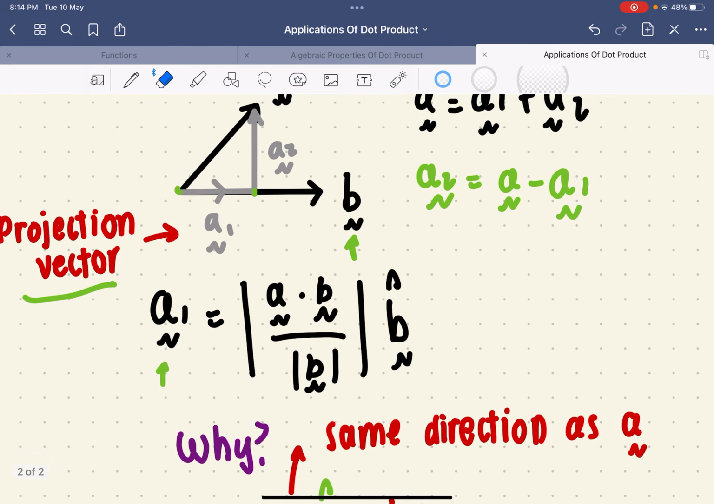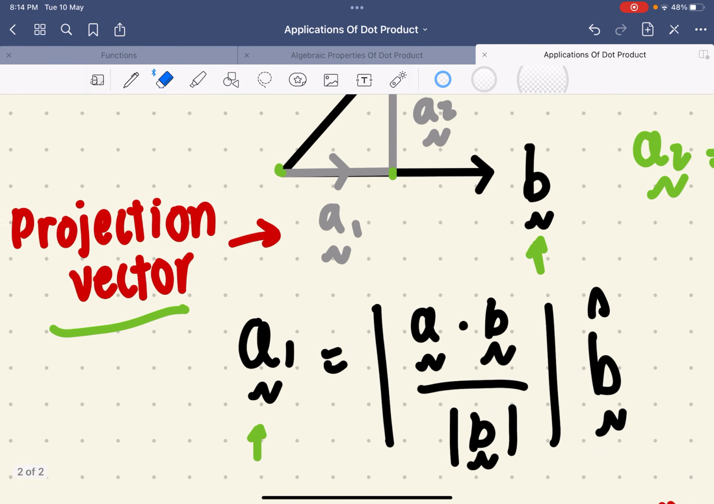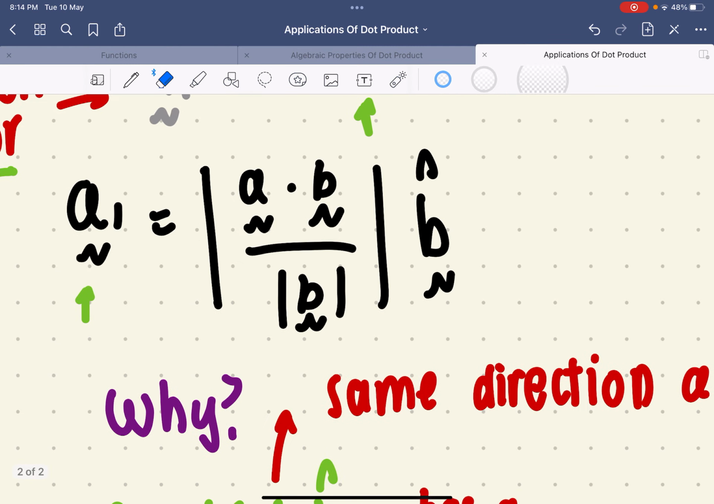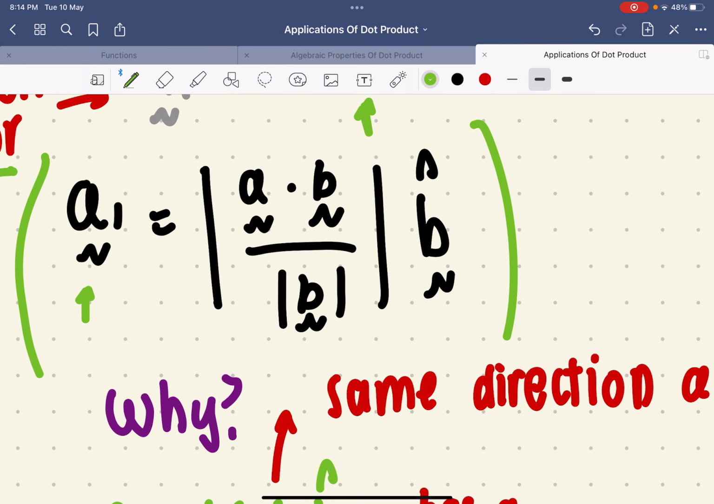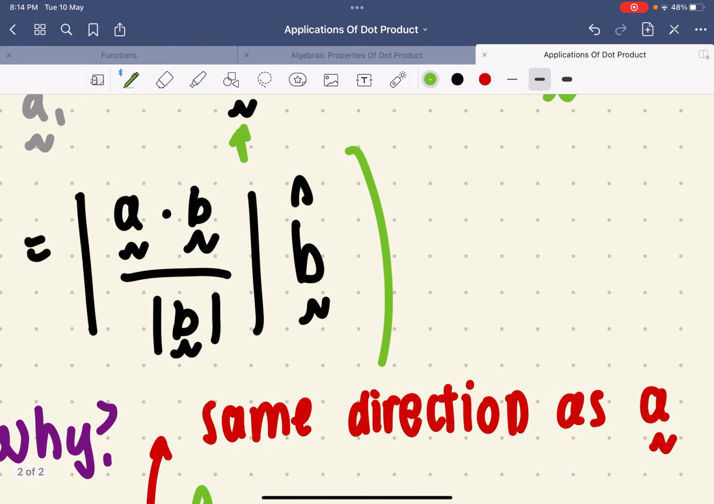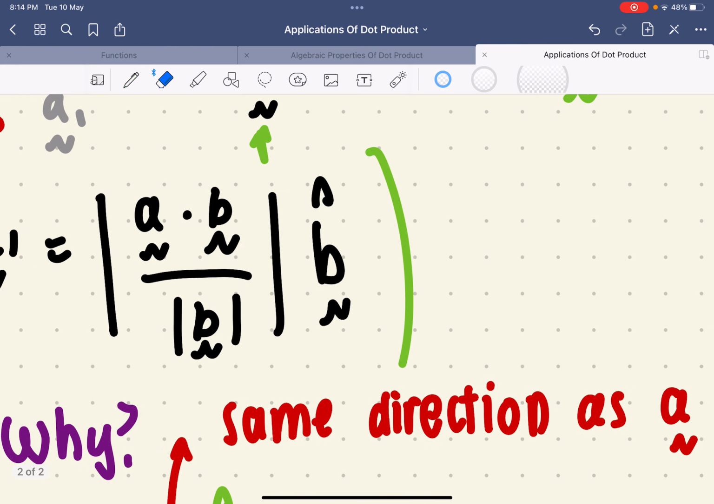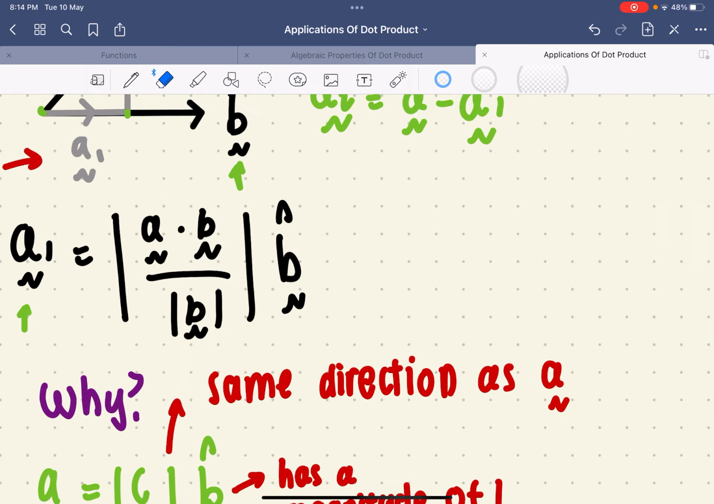Same concept. Now, A1, how do you find the projection vector of it? I'll just show you what the projection vector of this is. This is the projection vector formula. Okay, mod A dot B over mod B. I'm sorry, yeah, there's mod B, then multiplied with the unit vector of B. Why is this the case?